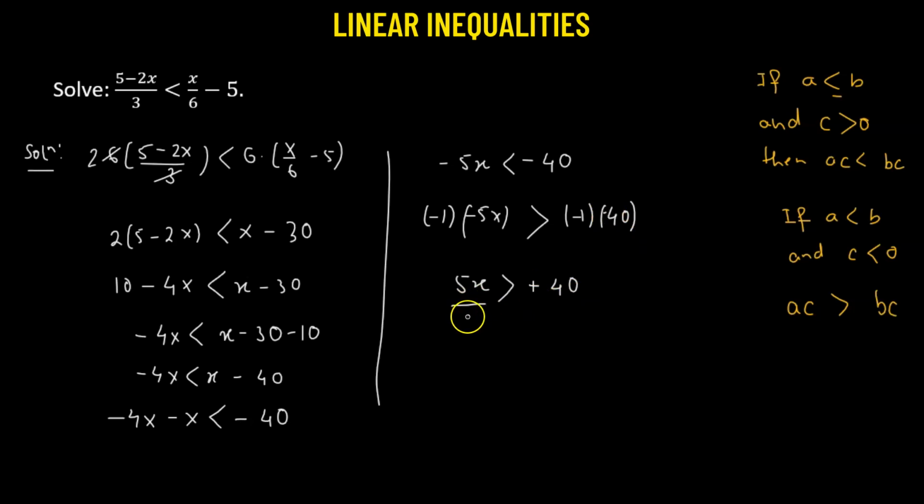Now we'll divide both sides with positive 5. So the sign remains the same. So here also we can say that A divided by C is going to be less than B divided by C, provided C is positive. So we'll have x greater than 8.